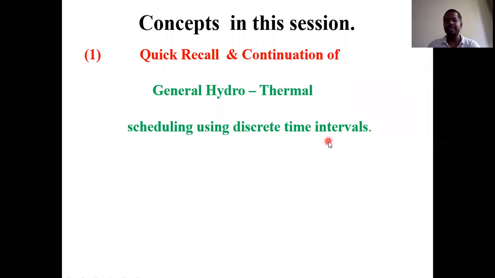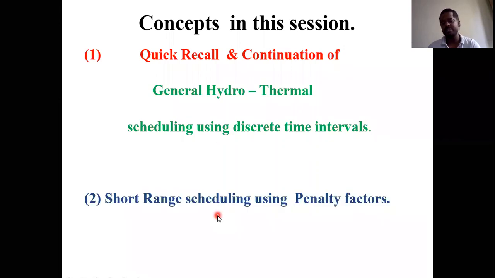So already I told you that in this unit, literally we have only one topic. The topic is short-term hydrothermal scheduling based upon this algorithm. Once it is completed, we will take one more algorithm, that is short-range scheduling using penalty factors. We are very much familiar with these penalty factors already because we have done 2 derivations in the first unit. Similarly, we have done so many problems in the first unit. So that's why we are very much familiar with the penalty factors. So first we will go for a quick recall of the first algorithm.